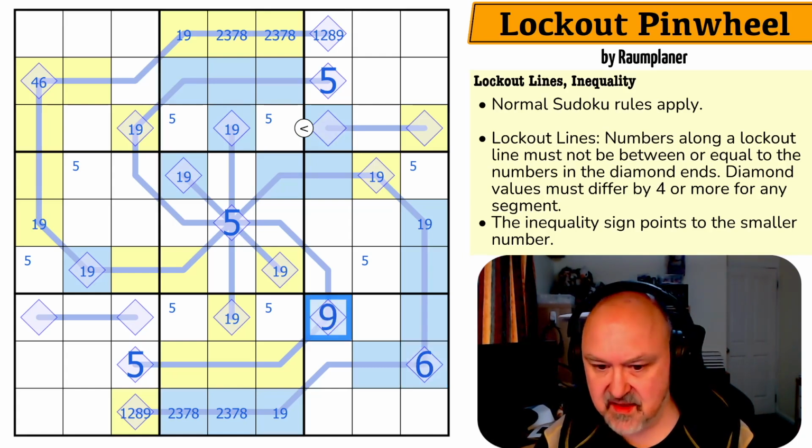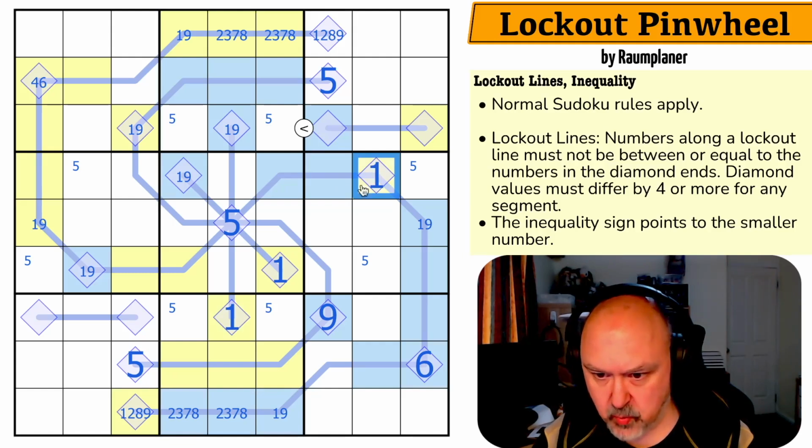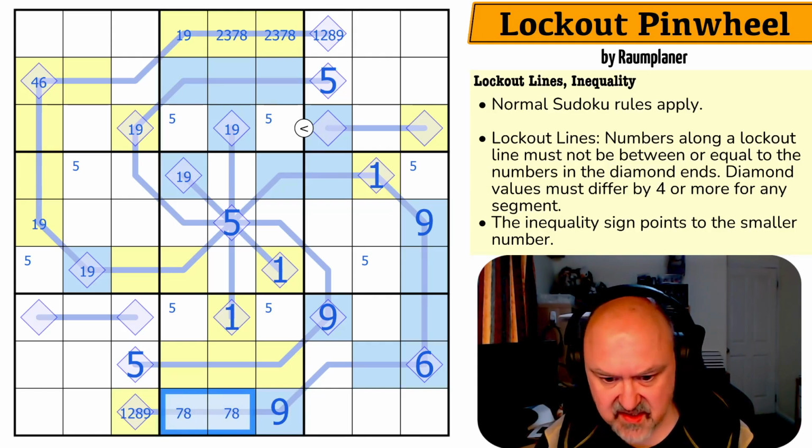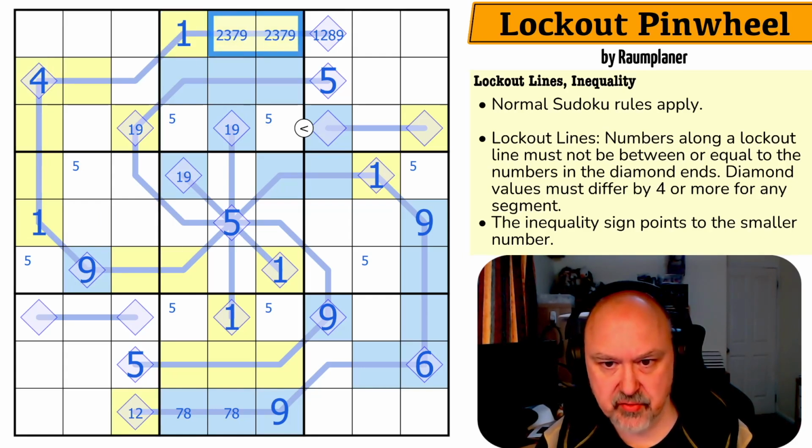That's 6. That's 9. That's 1. That's 1. That's 1. That's 9. That's 9. These are 7, 8. This is 1, 2. This is 9. This is 1. This is 4. This is 1. This is 2, 3.